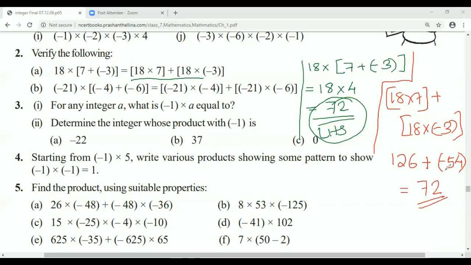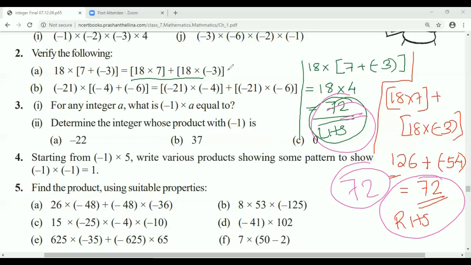So we are finding the difference and putting the sign of the greater number. The greater absolute value is 126, that is a positive value, so the answer also becomes positive. So this is the expression on the right hand side. Now we can compare the right hand side answer with the left hand side answer. Both are 72, so we know this equation is true.